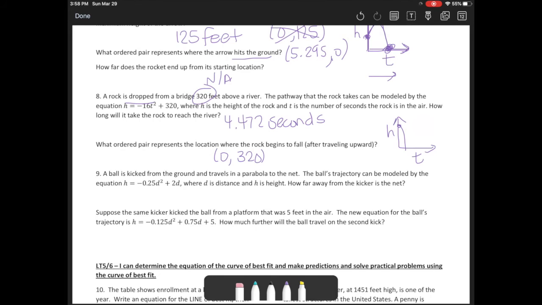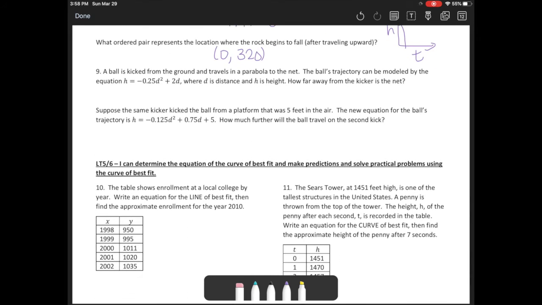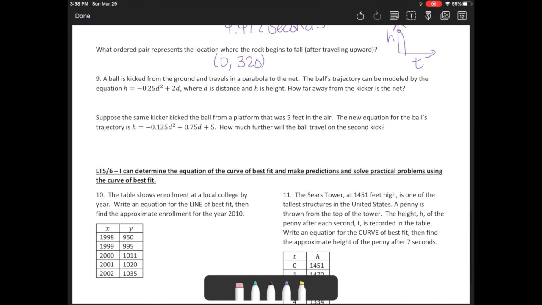Then we look at number 9. A ball is kicked from the ground and travels in a parabola to the net. The ball's trajectory can be modeled by the equation h equals negative 0.25 d squared plus 2d, where d is the distance and h is the height. So we're looking at height, distance. How far away from the kicker is the net? If the person kicks the ball and it hits the net, that is the net. So the distance would be this distance right here.